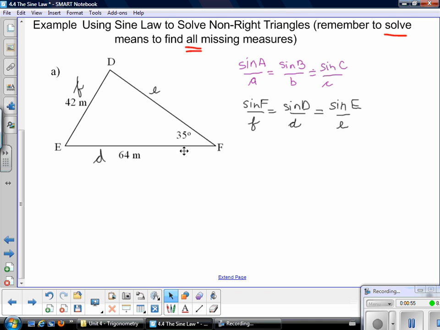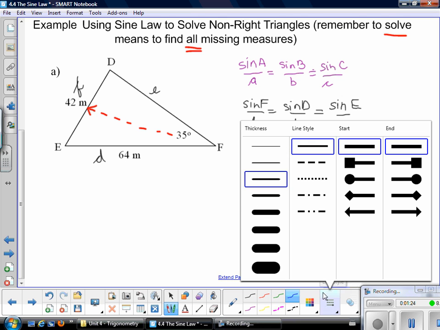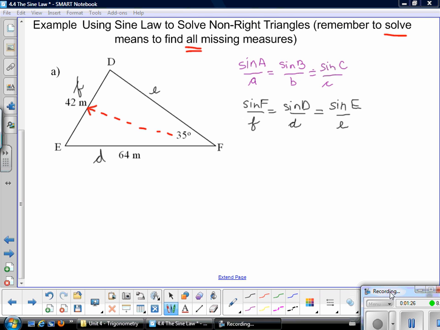Okay, so now what I'm doing is I'm going to substitute in what I do know. The reason I can already tell I can use the sine law is for a couple different reasons. One reason being it's non-right. And the other is I know angle 35 and I know side F, which is 42. So I know an angle and the side directly across. So that allows me to use this formula. Let's fill in what we do know to our formula and see where we can go from there.